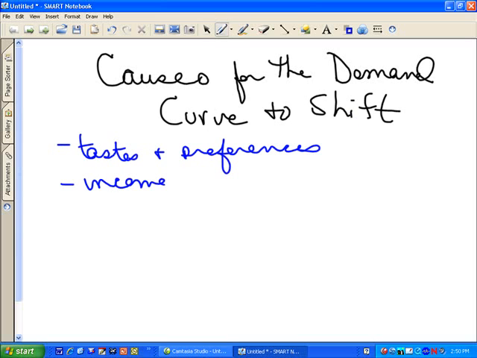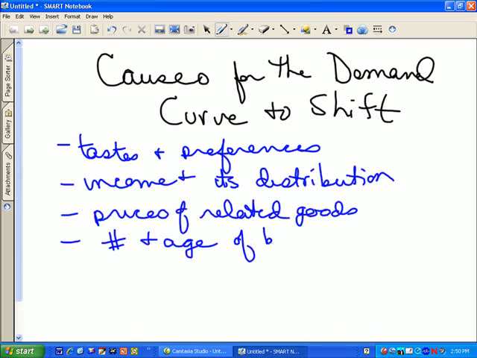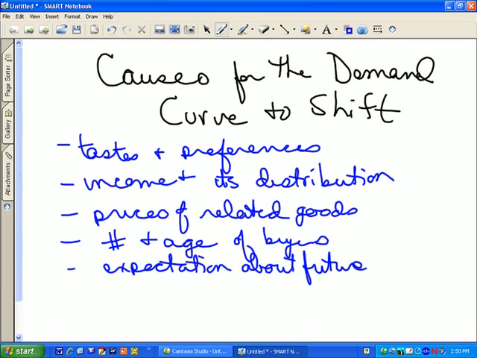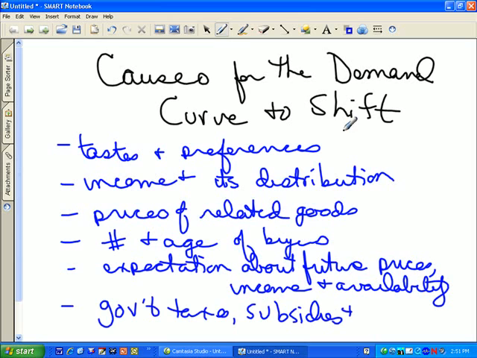income and its distribution, we've got prices of related goods, we've got number and age of buyers, we've got expectations about future prices, income, and availability. And we have government taxes, subsidies, and regulations.